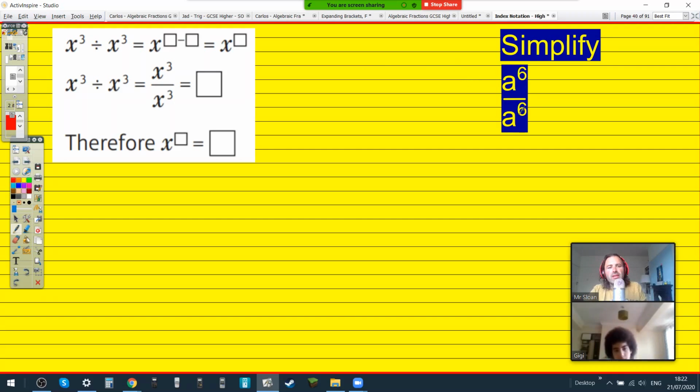This one, a to the 6 divided by a to the 6. A or 0. Well done. A to the power of 0. And what is anything divided by itself? To the power of 0 or Yeah. 1. Yeah, it's also 1. And so what that shows you is anything to the power of 0 must be equal to 1 because it must have been divided by itself. Yeah, so anything to the power of 0 is 1.